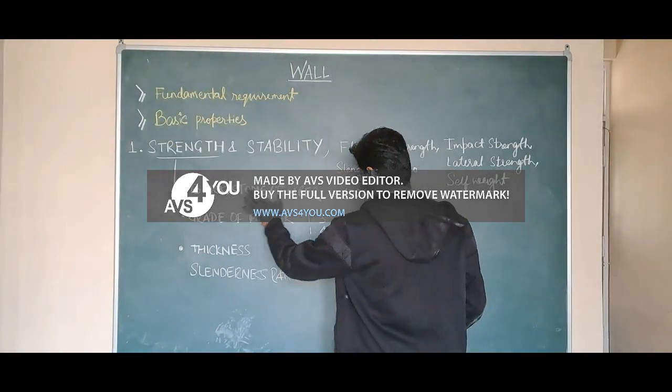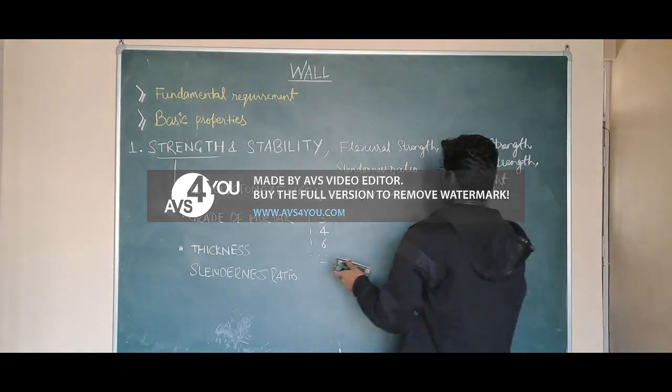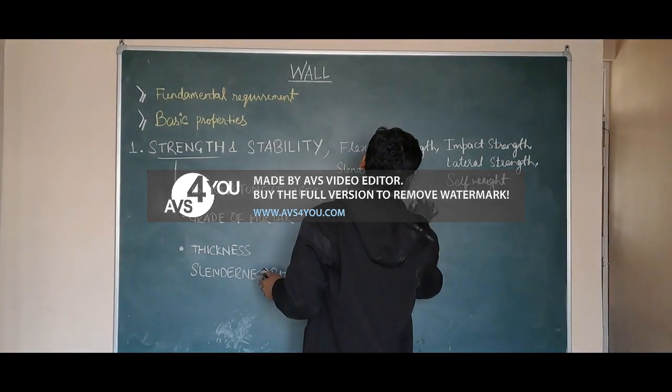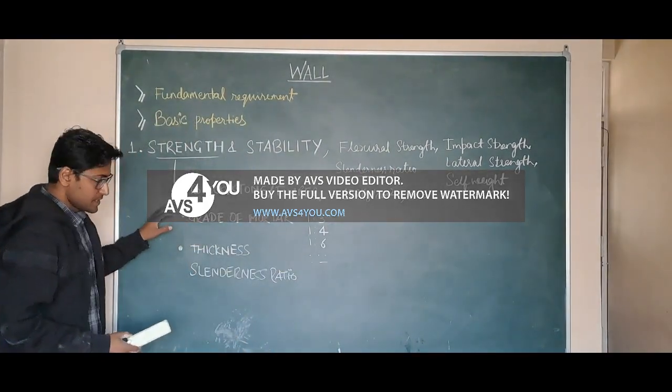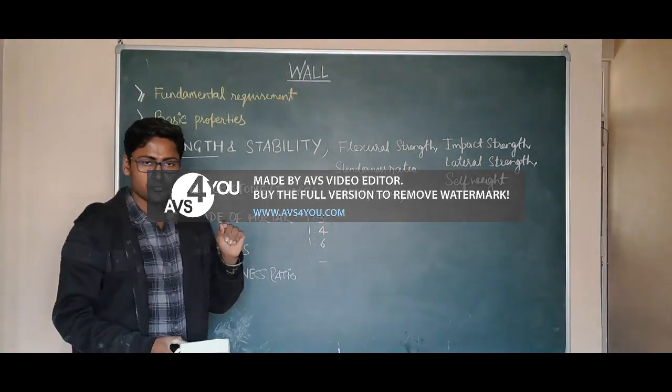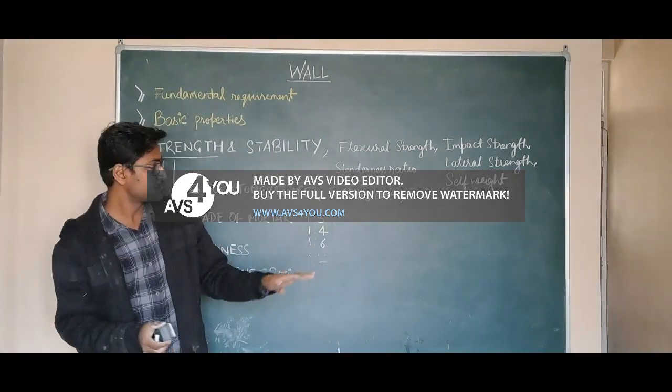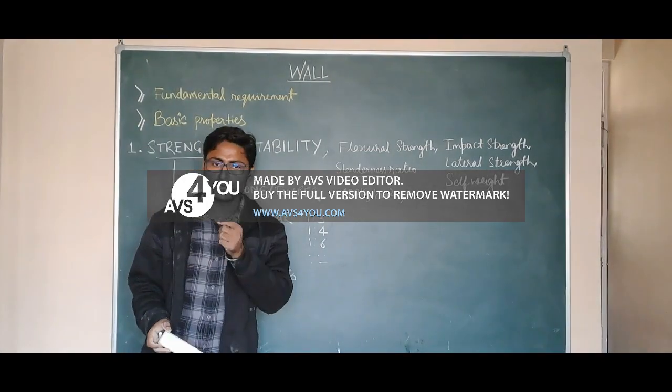You already discussed the strength of brick. First class brick 100 kg, second class will be lesser, third class will be lesser than that. Generally, the strength of brickwork is 1/3 to 1/5 of the strength of the individual brick.